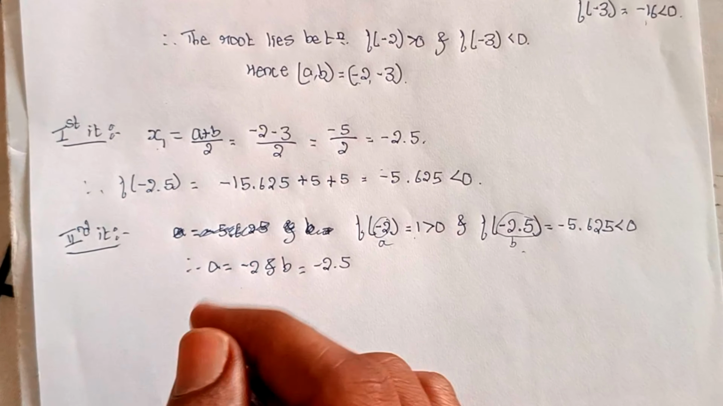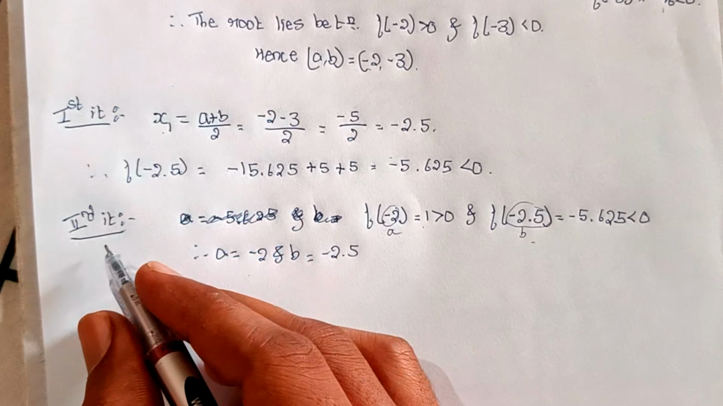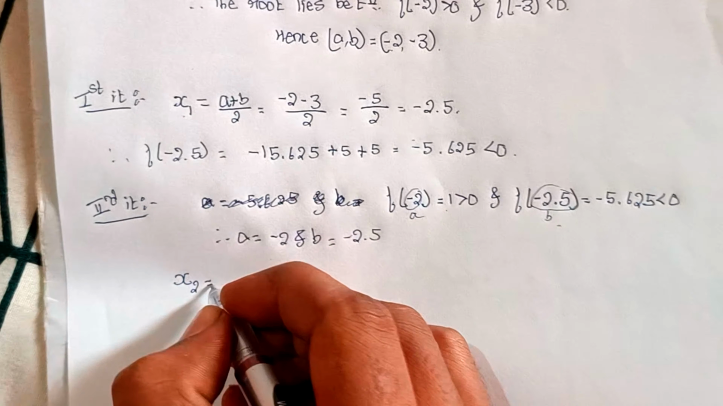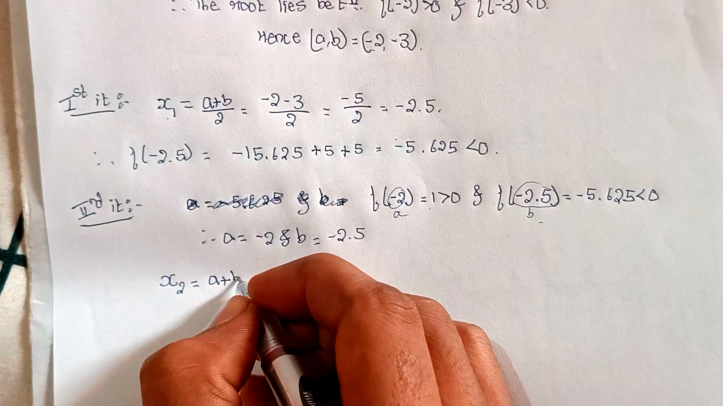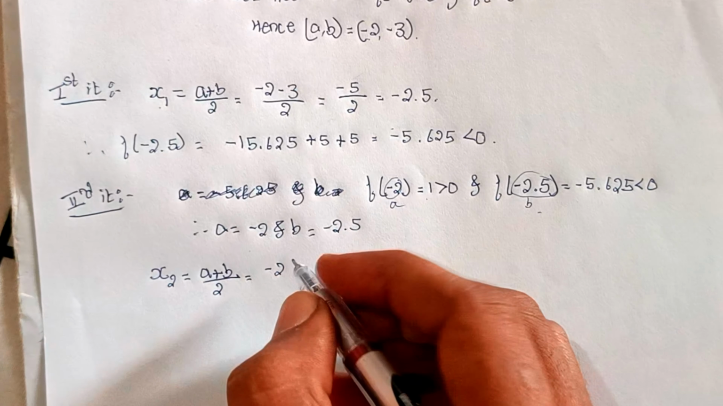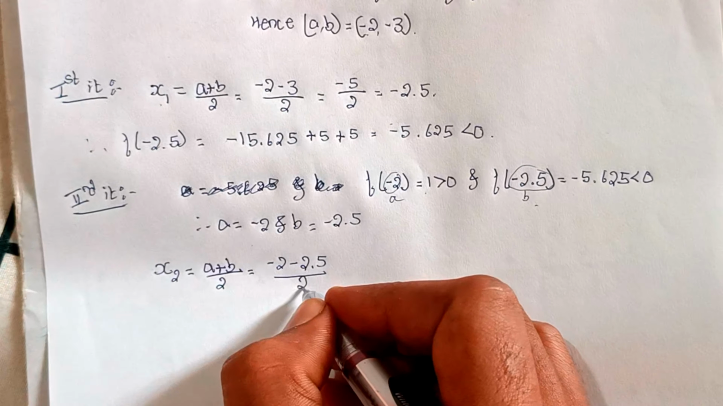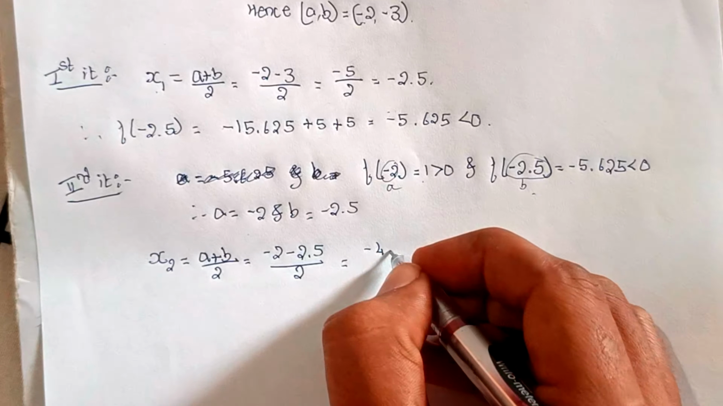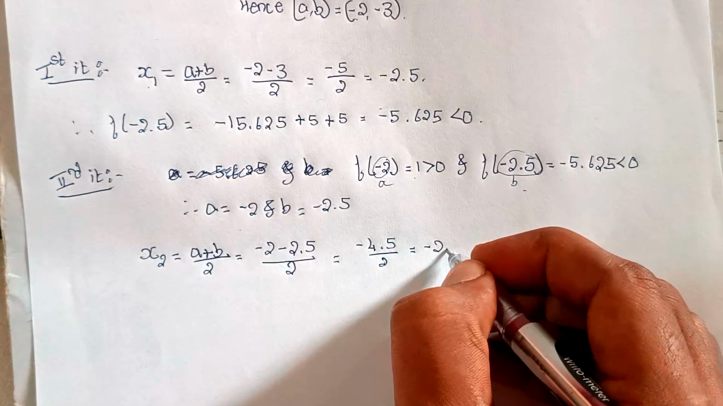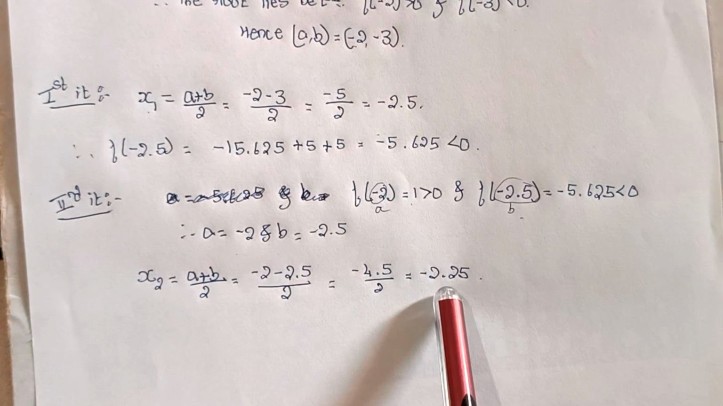Again using the midpoint formula, here x1 was used for the first iteration, and x2 we can use for the second iteration. That is x2 is equal to a plus b divided by 2, that is -2 plus minus 2.5, divided by 2, that is equal to minus 4.5 divided by 2, that is equal to minus 2.25. Now the second iteration x2 value we have got.